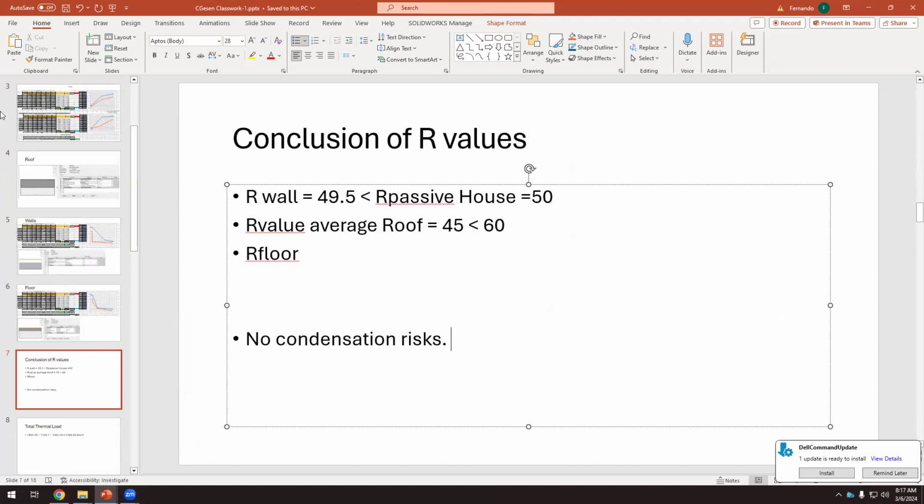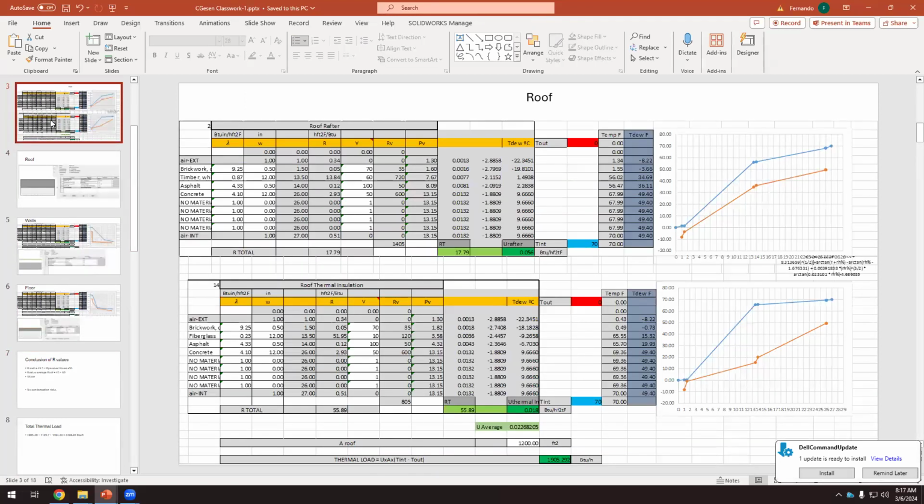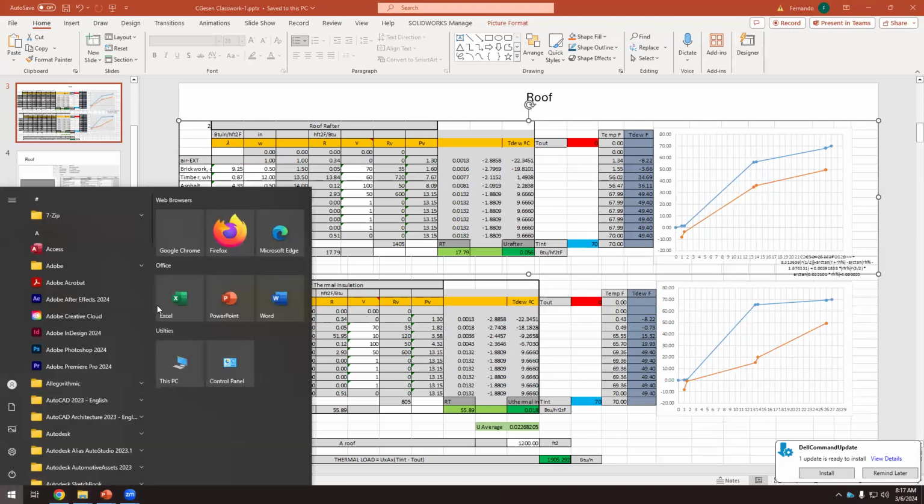And why don't we have condensation risks? What did you do to prevent condensation? You don't remember? So the condensation risk is about the vapor resistivity of the layers that we have here. Let me open the Excel.